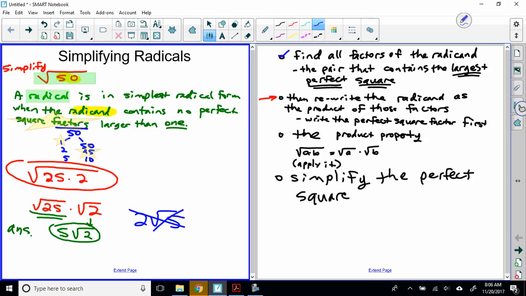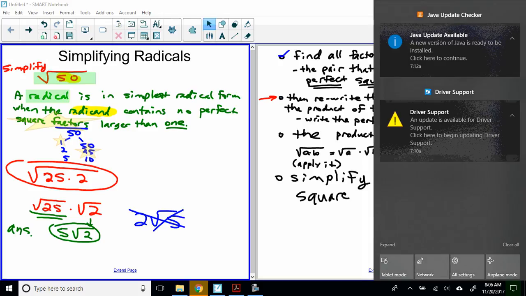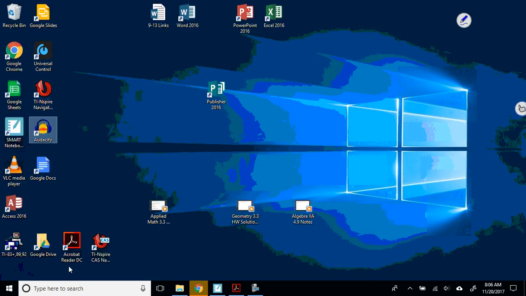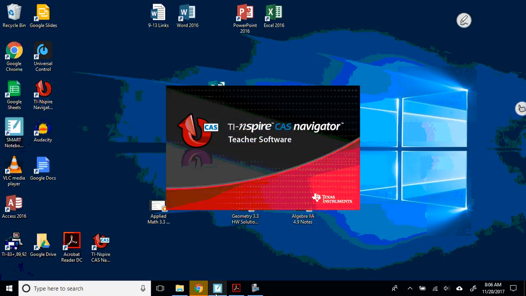What I'd like to do is get out Darth Vader, which is my TI-inspired CAS, and show you one thing that it can do that the other calculators can't. Maybe I already showed you this. It's going to take a minute to load.